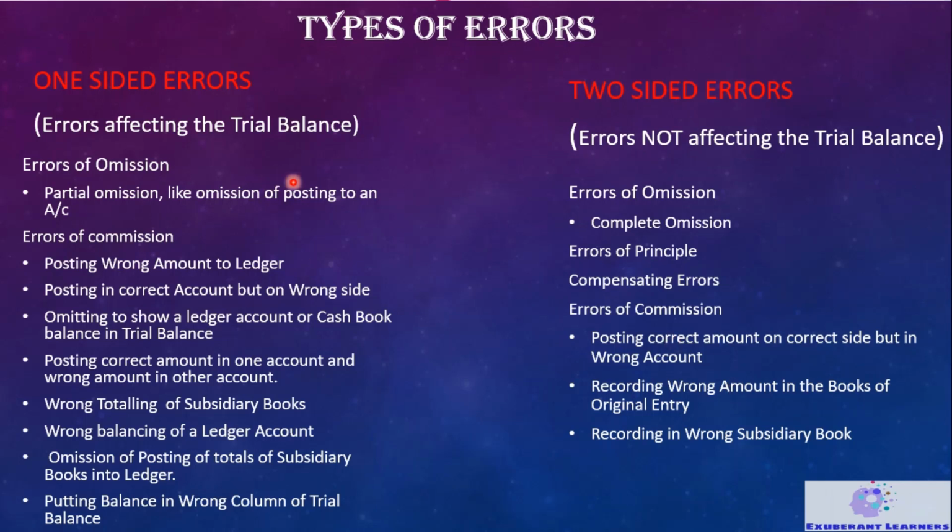On the other hand, if any mistake occurred after this first step, after the books of original entry, that is while posting into the ledger, that is a one-sided error. While posting into the books of account, whether it is a wrong posting in a wrong account, or posting the correct amount but in a different account, or the wrong totaling of a subsidiary book, or wrong balancing of a ledger account, all these are one-sided errors. And these are two-sided errors, as I said, when they occur in books of original entry.